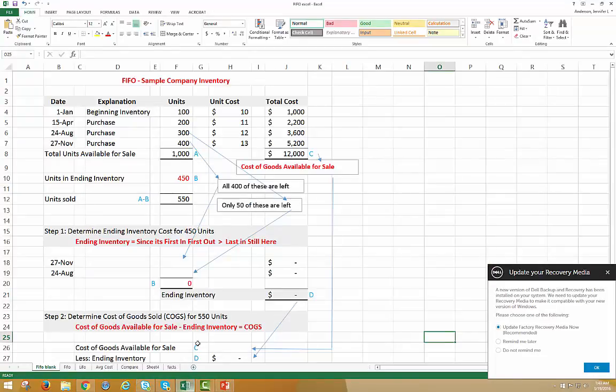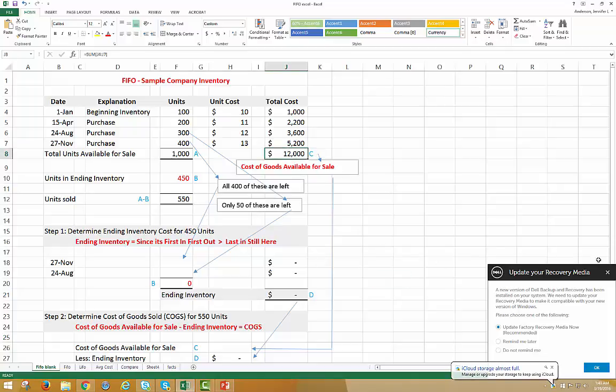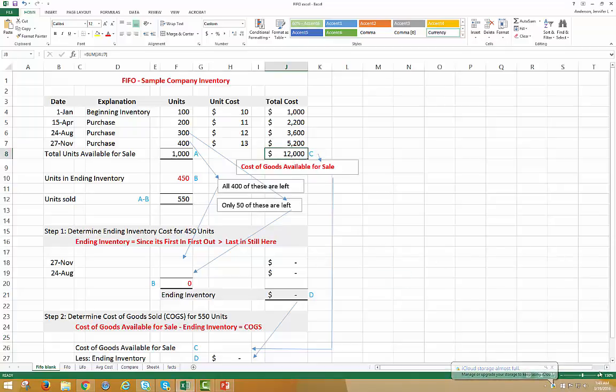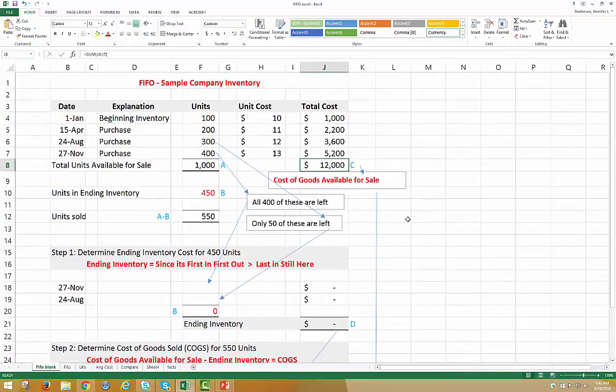So here's our spreadsheet, and this is the same set of facts that we showed you earlier. So $12,000 is our total goods available for sale for this sample company, and they have 450 units in ending inventory. Determining this is a two-step process. First, we determine ending inventory, and second, we determine the cost of goods sold.